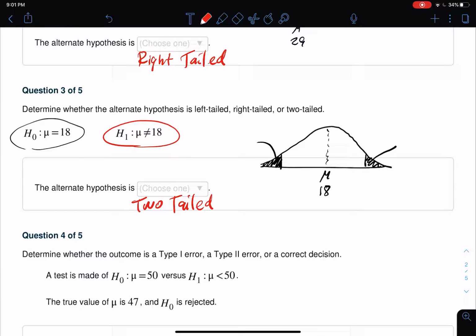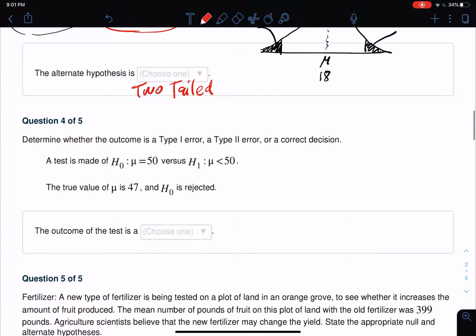All right, next question. Back to type 1 and type 2 errors. Determine whether the outcome is a type 1 or type 2 error. Well, let's take some notes again. A type 1 error is when we reject the null when it's true. So you're rejecting something that's true. That's definitely an error, and that's called a type 1 error.